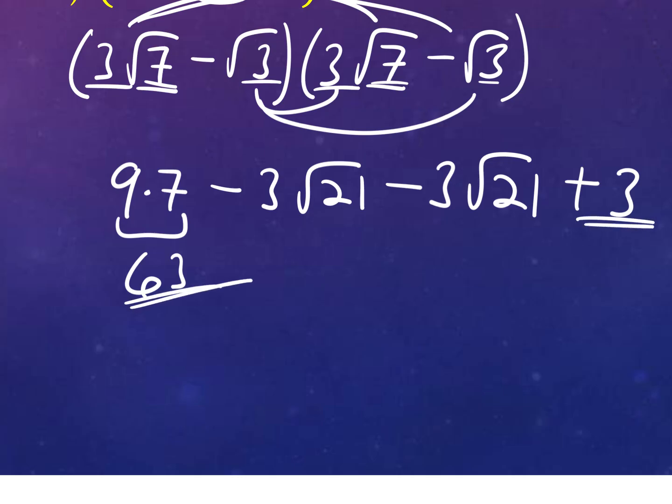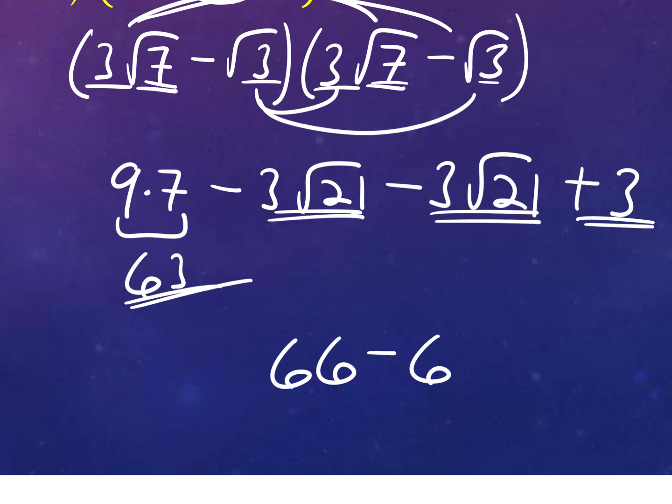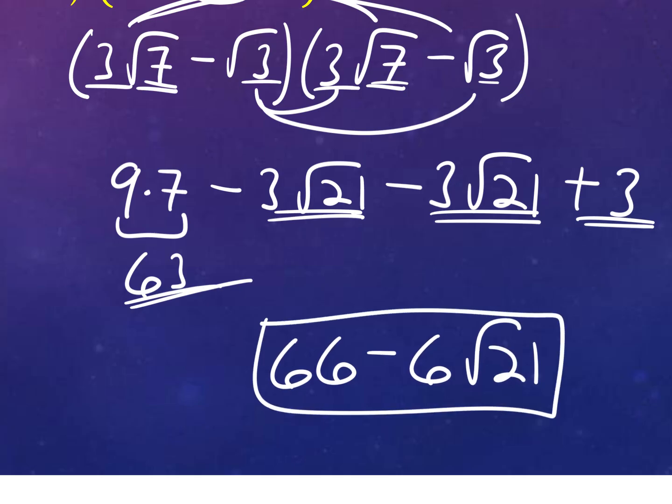63 plus 3 is going to get you 66. And then these are also like radicals. These are going to get you negative 6 square root of 21. When they're like radicals, you can just combine the numbers in front. And that's it. Nothing more you can do there, so you leave it alone.